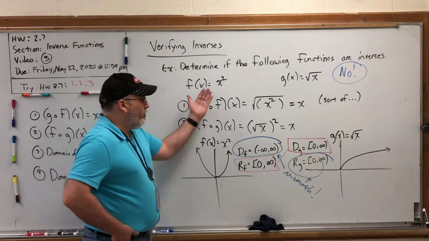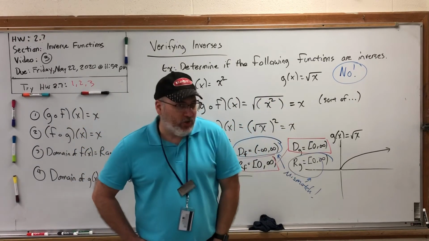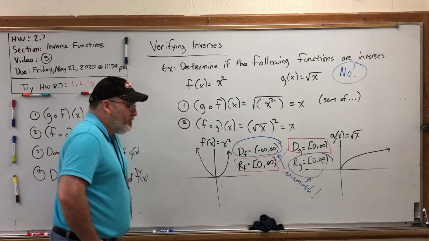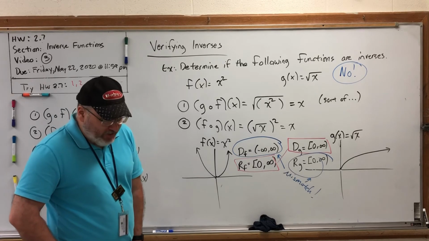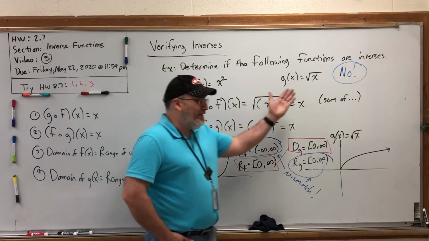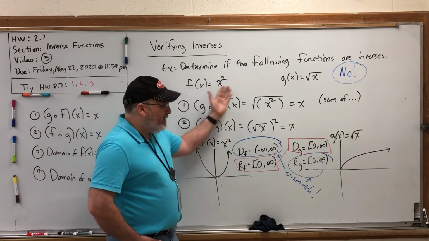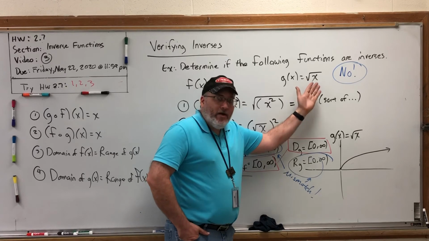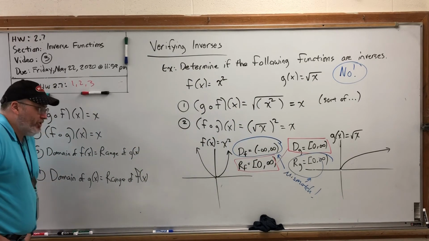So if I start with a negative number and square it, I cannot get it back. That's why these aren't inverse functions. That's why it's important for the domain of one function to match the range of the other, to guarantee that no matter what number you put in here, you can get it back. But for this one, I can give this negatives, but I can't get them back. So that's why it's important for the domains and ranges to match.